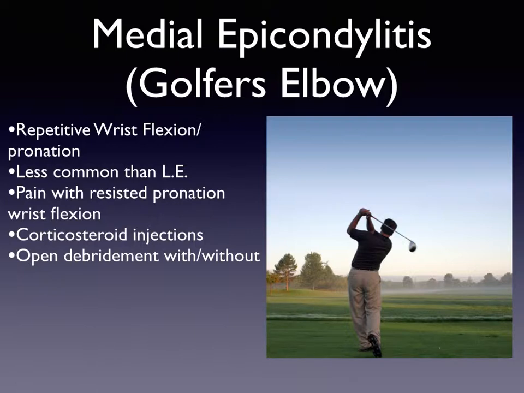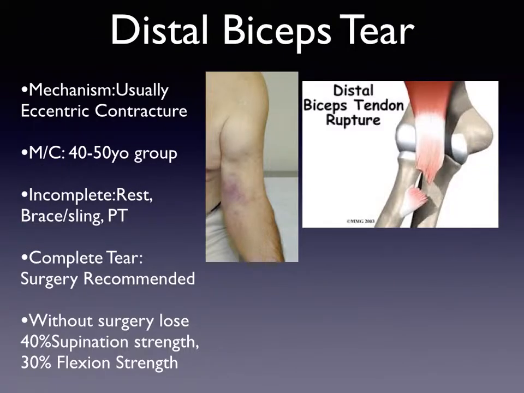Other common injuries that we'll see are distal biceps tear, and that means the biceps muscle attachment to the elbow has been ruptured. In this illustration, we see that. And then the picture there in the center with the bruising shows the Popeye deformity, where the biceps then retracts up into the upper part of the arm. Most common in the 40-50-year-old age group.